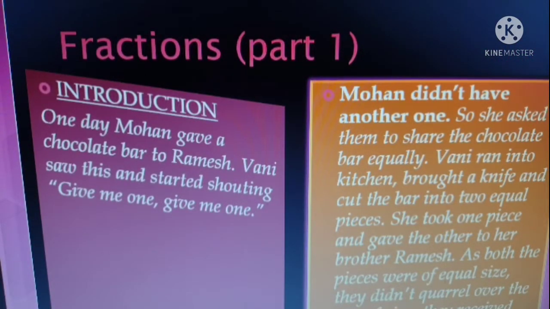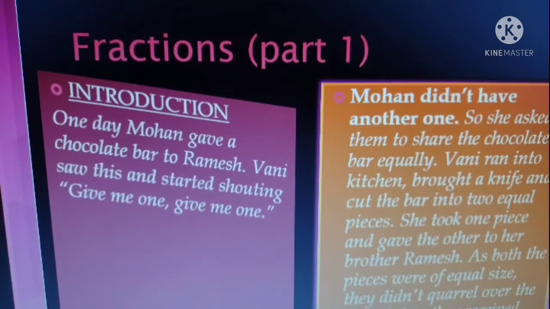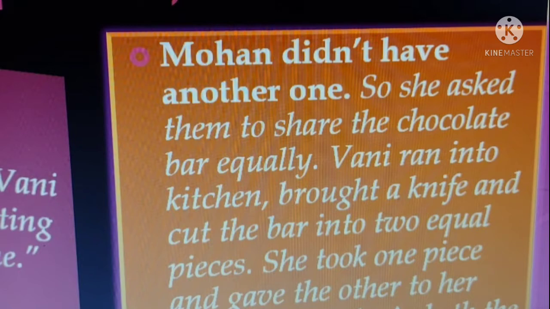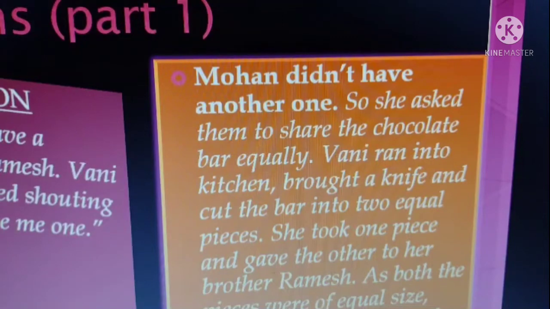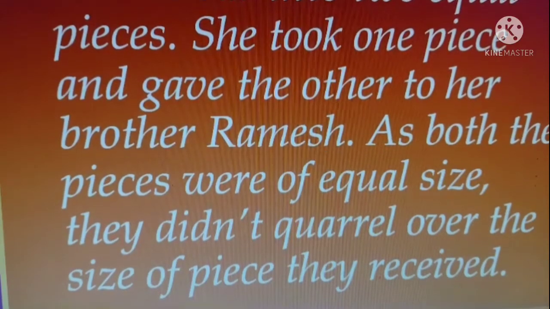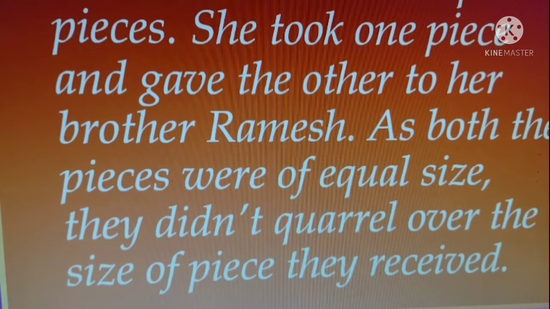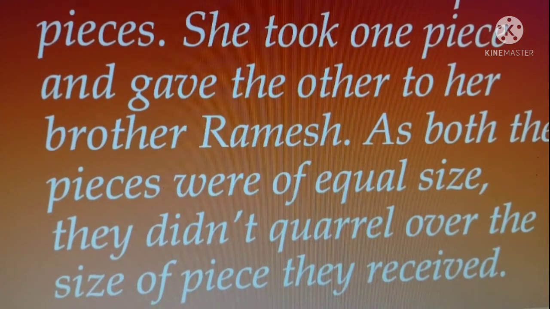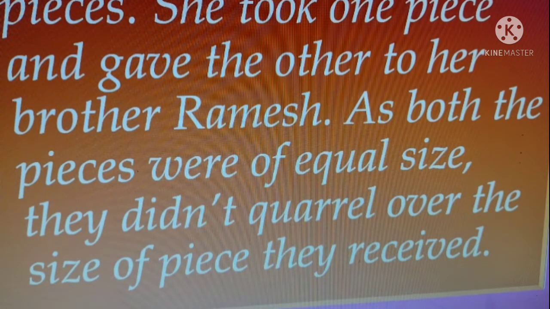One day, Mohan gave a chocolate bar to Ramesh. And by the time Vani saw this and she started shouting, "Give me one." So Mohan did not have another chocolate. So Vani asked them to share the chocolate bar equally. Vani ran into the kitchen and brought a knife. And then she cut the bar into two equal pieces. Now after cutting the chocolate bar equally, she gave one part to Ramesh and the other part she took herself. Okay? Now the chocolate bar were of equal size, so they didn't quarrel about it.